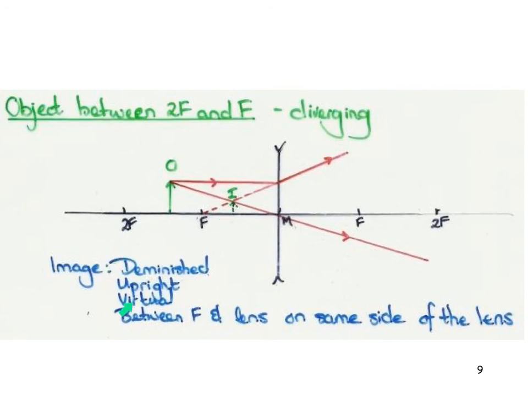These properties are always true of a diverging lens. No matter where I put the object, my image will always land up between f and m, on the same side of the lens. It will always be smaller, and it will always be upright and virtual.